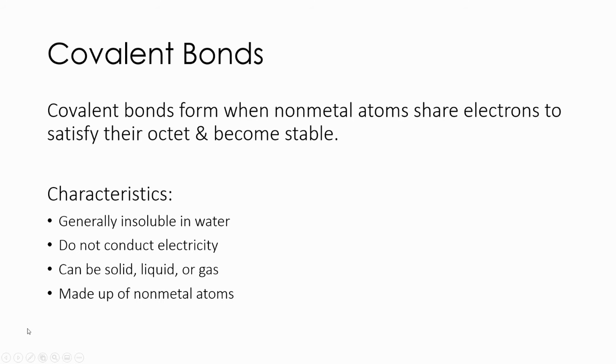When we talk about the characteristics of covalent bonds, they are generally insoluble in water. That means if we mix them with water, they wouldn't mix well. They don't conduct electricity. So if we did mix them with water and they did dissolve, like sugar does, it wouldn't conduct electricity. They can be a solid, liquid, or gas in phase. So if we see something in any of those phases, they could be covalent compared to an ionic compound, which is generally just solid. And then the big thing is if we are looking at a chemical formula and it's only non-metals in the chemical formula, then we know that that's a covalent bond.